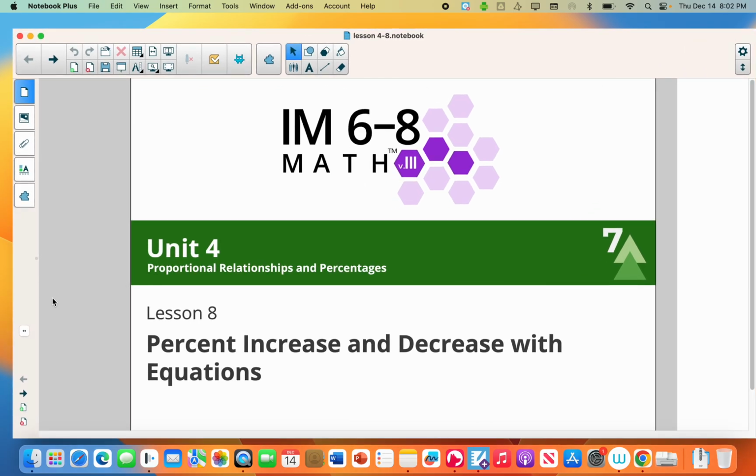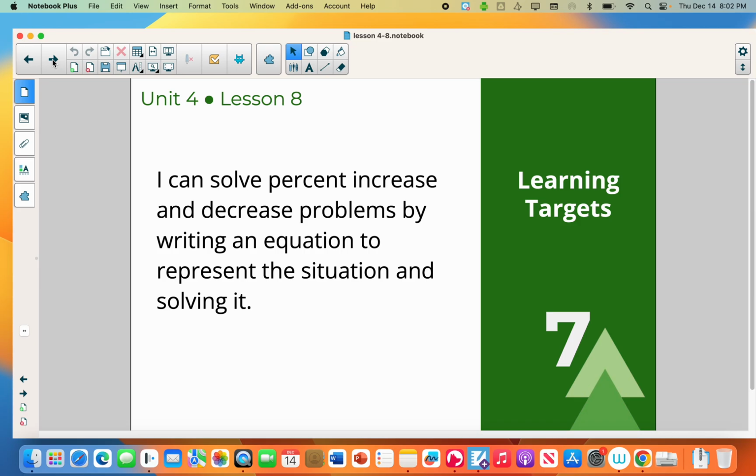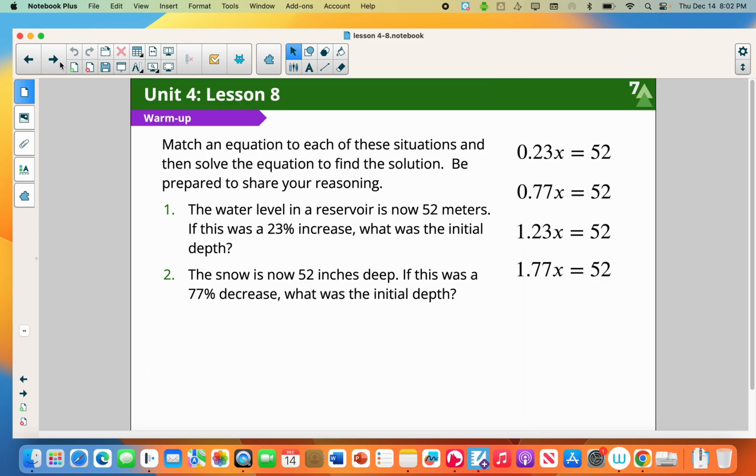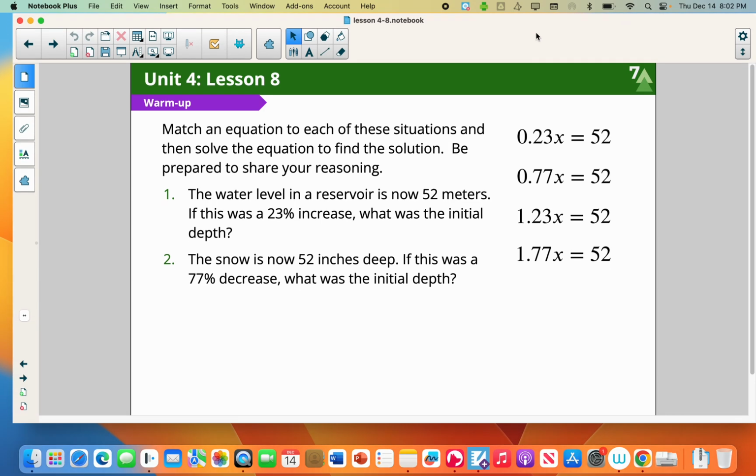Today we're looking at Unit 4, Lesson 8, percent increase and decrease with equations. So we're solving percent increase and decrease problems by writing an equation to represent the situation and solving it. So we started off with just some matching problems. Match an equation to each of these situations and then solve the equation to find the solution.